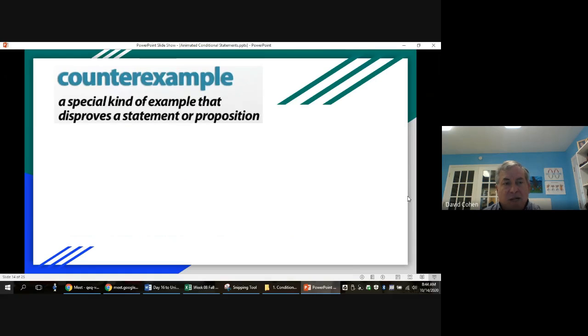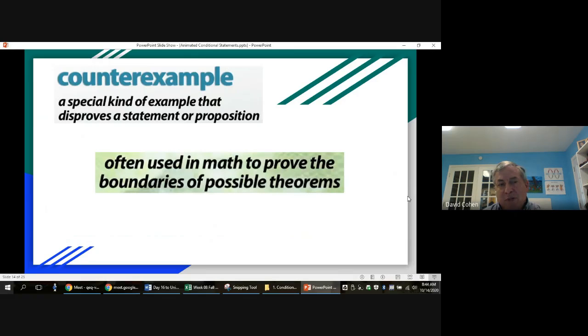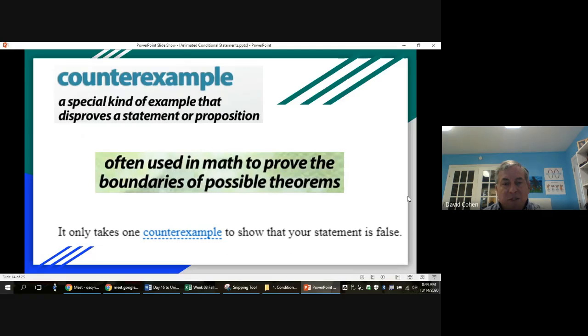Counterexamples are special kinds that disprove a statement or proposition. So I would put counter EX for counterexample, often used in math to prove boundaries of possible theorems. So you can test a conjecture, a hypothesis, a theory, a guess, simply by finding one wrong statement, one thing that disproves it. That counterexample disproves your conjecture. It only takes one counterexample to show that your statement is false.